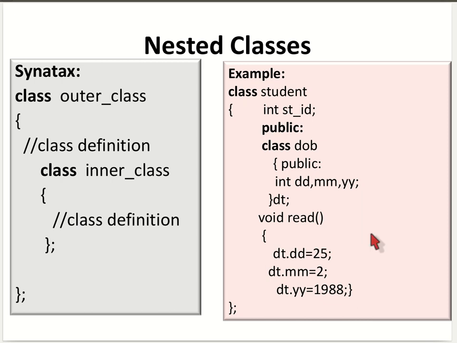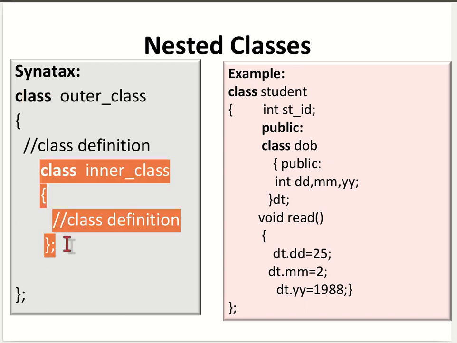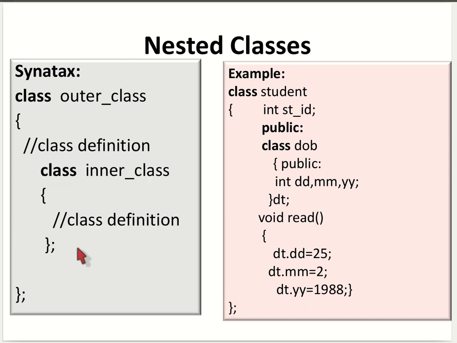The next type is nested classes. Nested classes means there is a class definition, an outer class, and inside it we have the definition of another class. This is known as a nested class, just like nested loops and nested if. The definition of this class is inside another class.